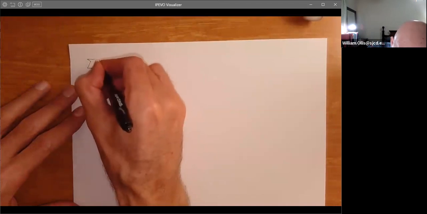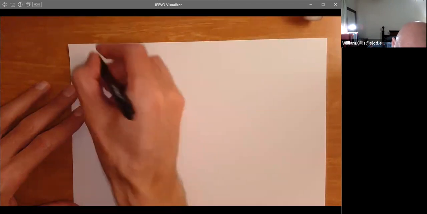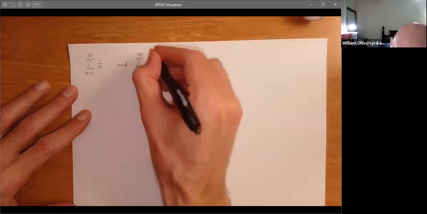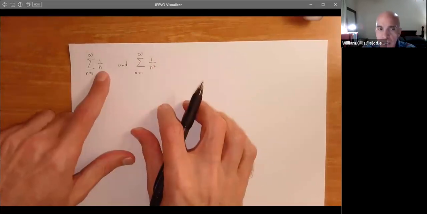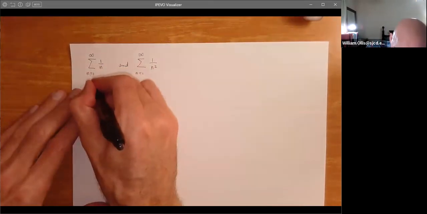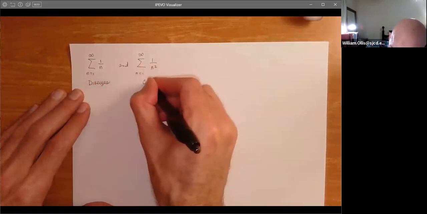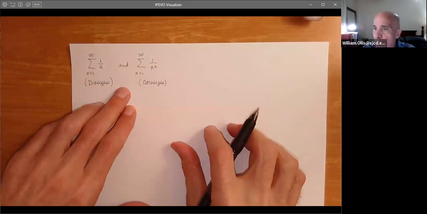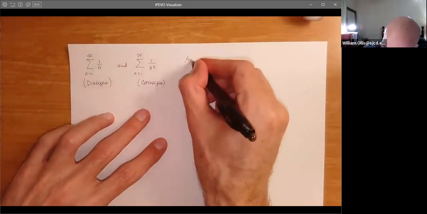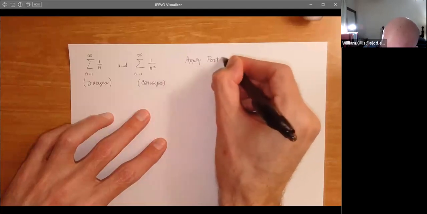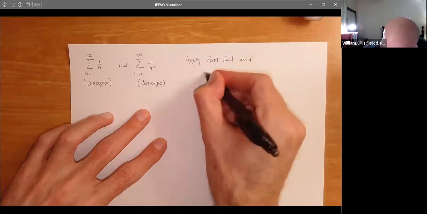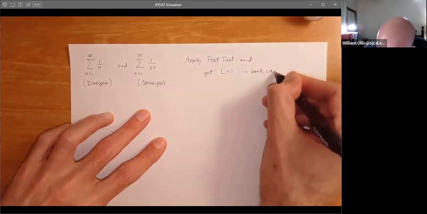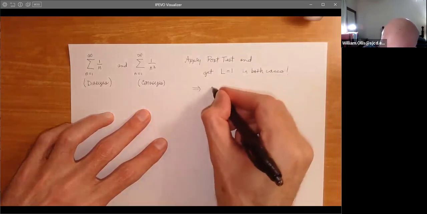But I just wanted to say one thing about the inconclusive part, and you can test this. For instance, if we look at the sum from n equals 1 to infinity of 1 over n, and the sum from n equals 1 to infinity of 1 over n squared. If you look at these two series here, you know this one diverges. This is the harmonic series, diverges, and this one converges. Now, if you apply the root test, you get L equal 1 in both cases. Easy to show. Easiest thing we've done all day. And this implies inconclusive test.